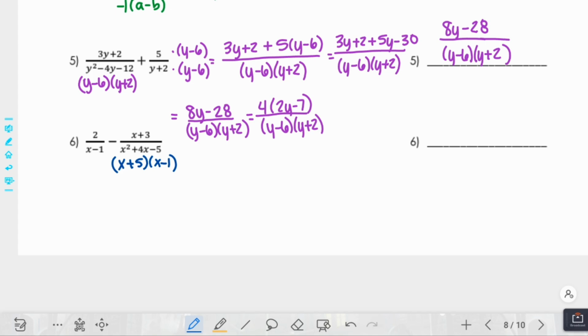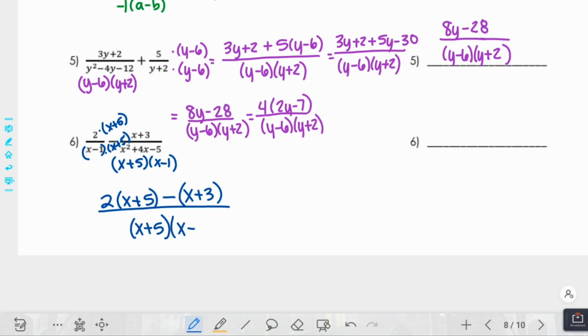I'm going to take this 2 and multiply it by x plus 5. And I'm going to take my x minus 1 in the denominator and multiply that by x plus 5. I know that's starting to look messy. You are left with 2 times x plus 5 minus, because that's subtraction in that problem, your x plus 3, and we put that in parentheses as well. All of that is over the same denominator, which is x plus 5 and x minus 1.